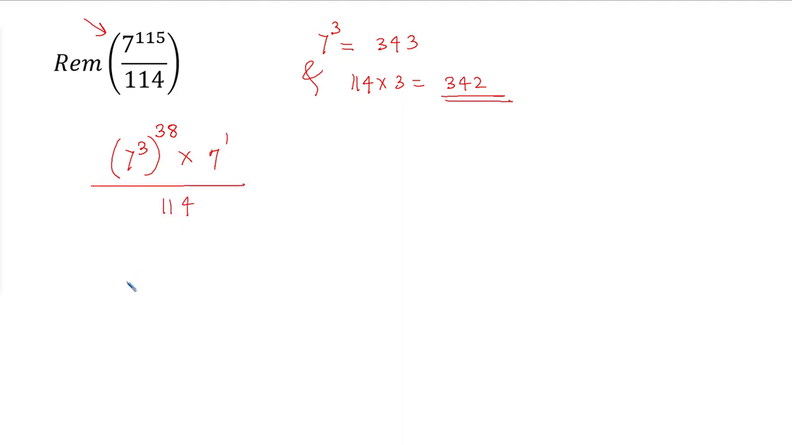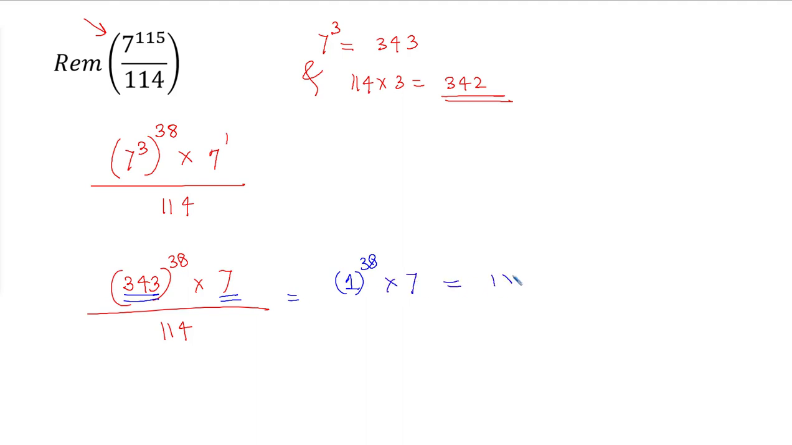7 to the power 3 is how much? 343 to the power 38 into 7 divided by 114. Okay, so 114 into 3 is equal to how much? 342. So for this bracket the remainder is 1 to the power 38, and over here the remainder is how much? 7. So the final answer is going to be how much? 1 into 7, that is equal to 7. So we can solve this question by using remainder plus 1 and remainder minus 1 easily.